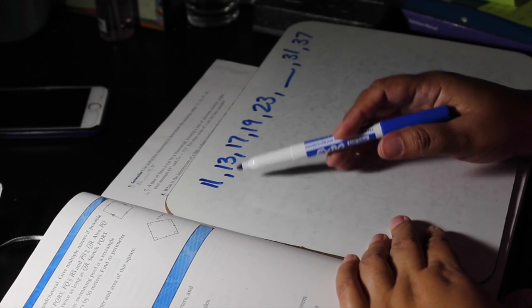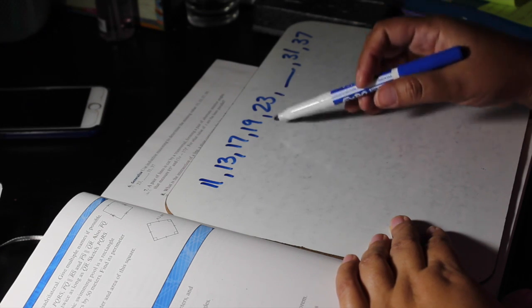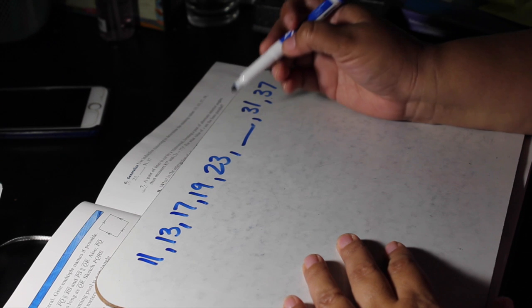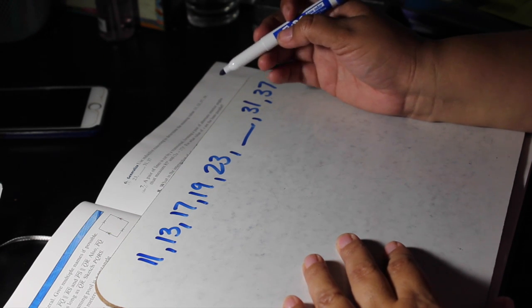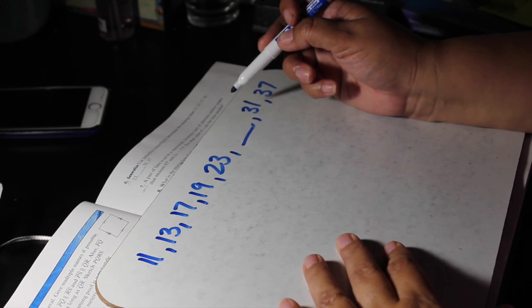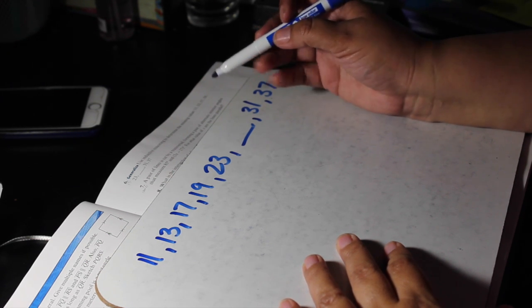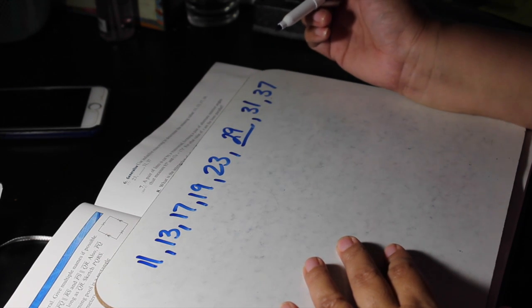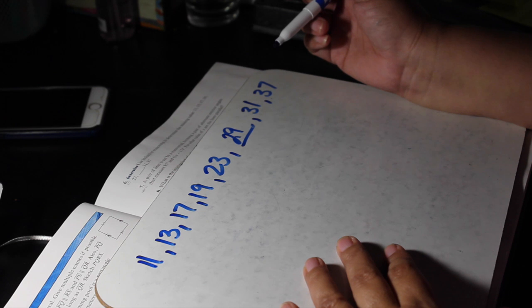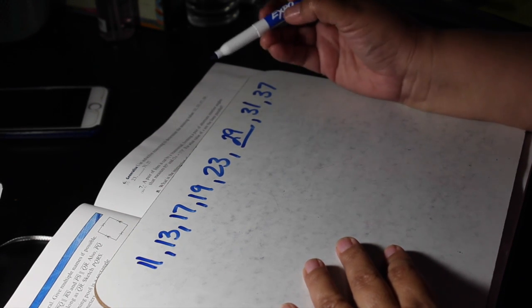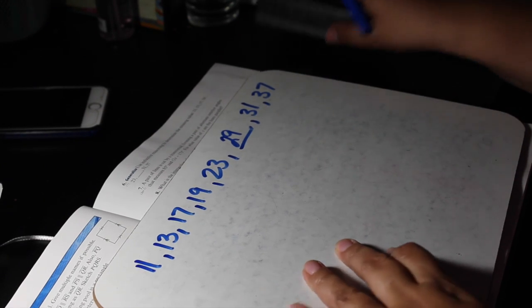So we have 11, 13, 17, 19, 23. Okay, so the next prime number can't be 25, because 5 times 5 is 25. Can't be 27, because 3 times 9 is 27. So the next one would be 29. That would be the next prime number. Can't be 28, can't be 30. And so there you go. I hope that helps, Michael.